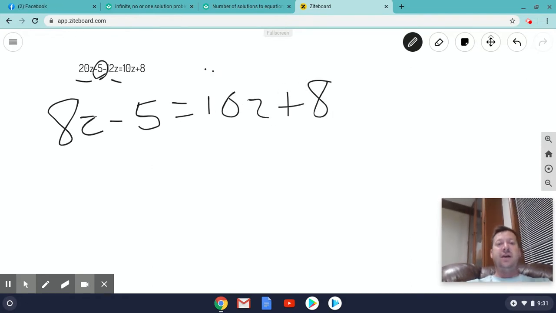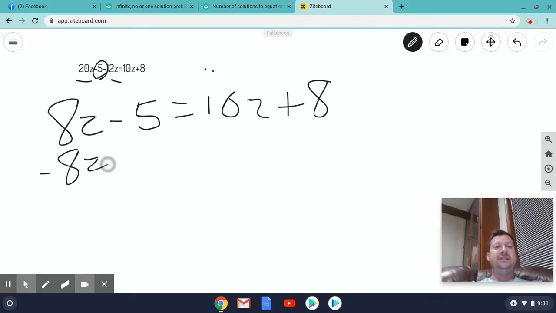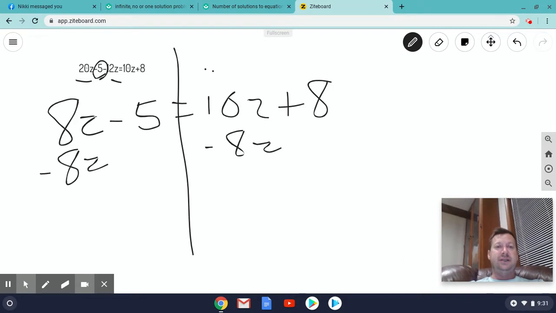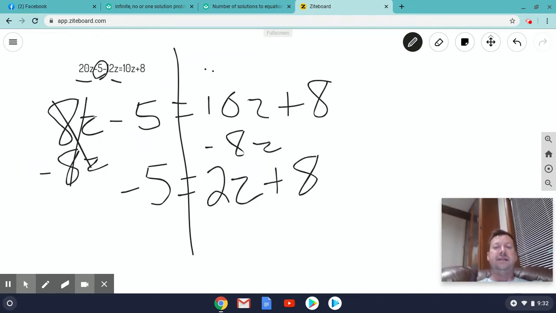You'll notice that I don't have identical equations, so it's not going to be infinite solutions. I don't have the same variables on both sides, so therefore it's not going to be no solutions. So I'm going to end up getting one solution right here. I need to move the smaller variable, which in this case is 8z. So I'm going to subtract 8z from both sides of the equal symbol. I'll put a line here to represent both sides. This is canceled. I'll bring down my minus 5. Right here, 10z minus 8z is 2z plus 8.